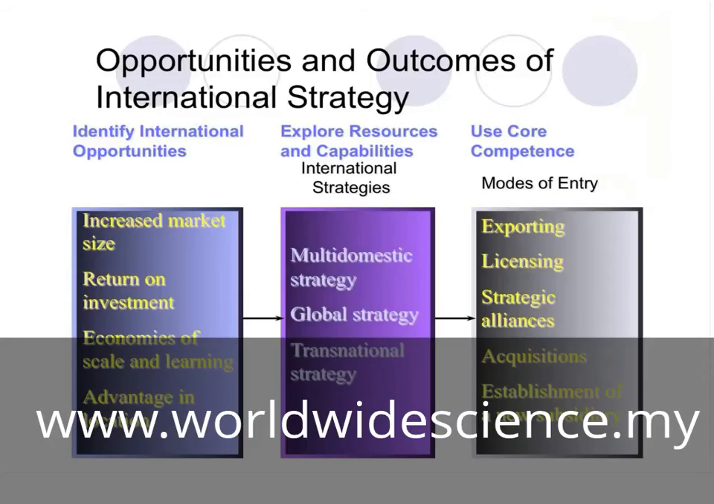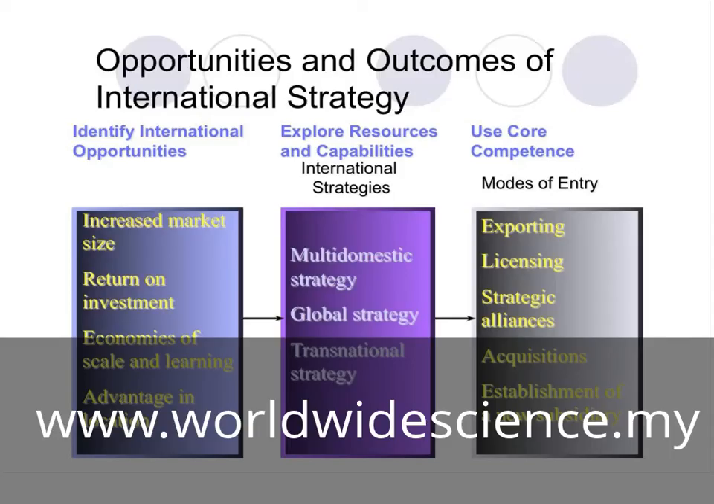Okay. So, opportunities and outcomes of international strategy. When it comes to international strategy, we have been talking about internal and external strategies. We've been talking about different parts of the strategy of the company, inside the company and outside the company, that all together show the strategy of the company overall. But we do also have the international strategy, and today we're going to go over that. So, opportunities and outcomes of international strategy. First of all, identify international opportunities.